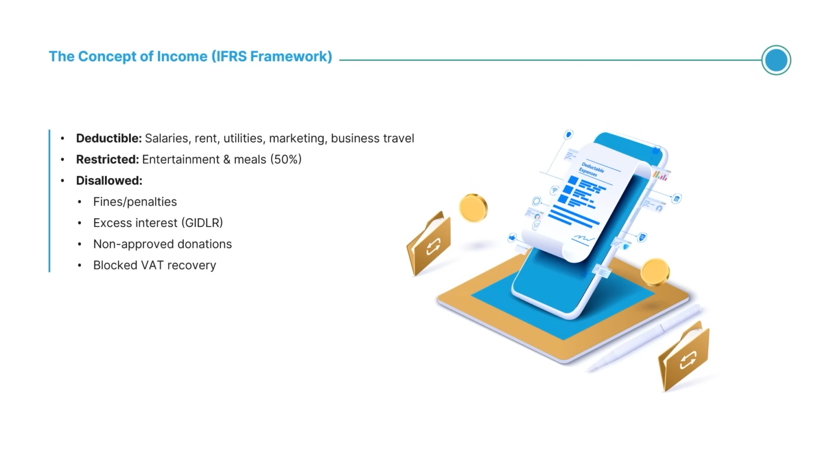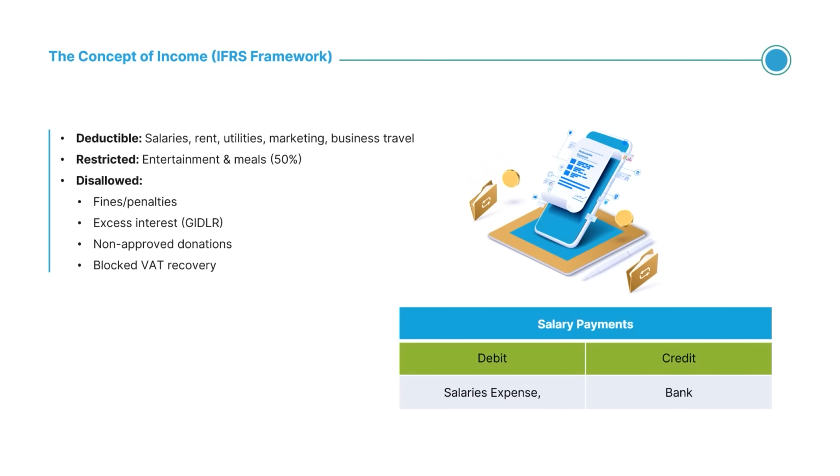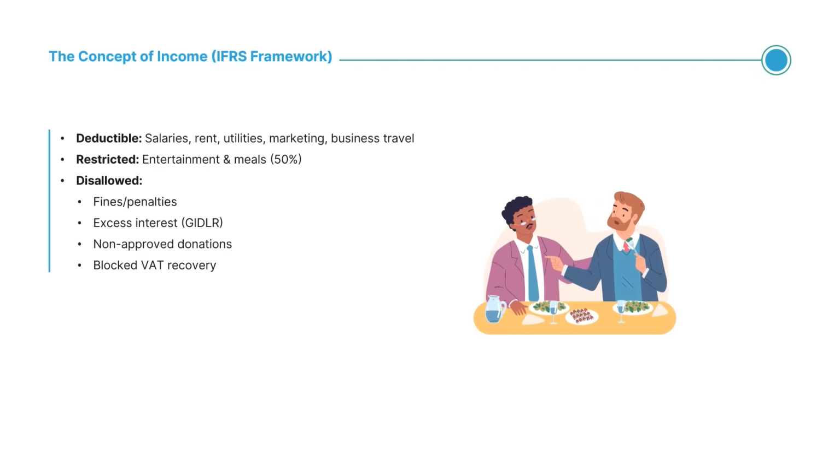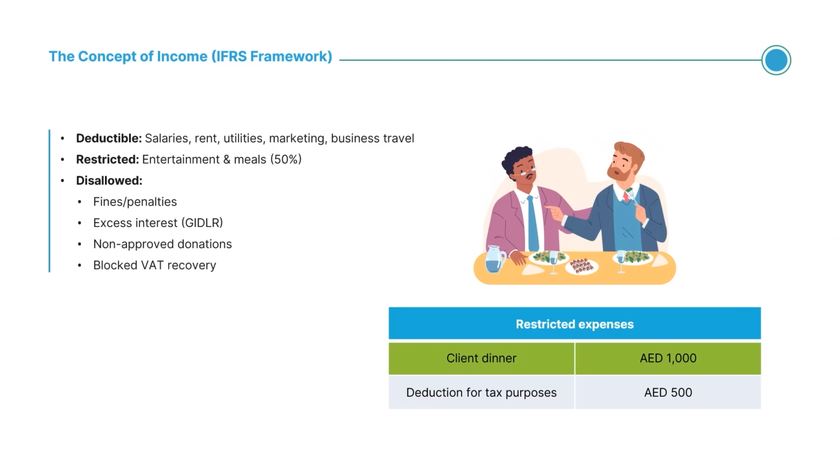Typical deductible costs include salaries, rent, utilities, and marketing. For instance, when paying salaries, the entry is debit salaries expense, credit bank. Some expenses are restricted. Take a client dinner for 1,000 dirhams. Only 500 dirhams is deductible for tax purposes, even though the full 1,000 dirhams is recorded in the books.